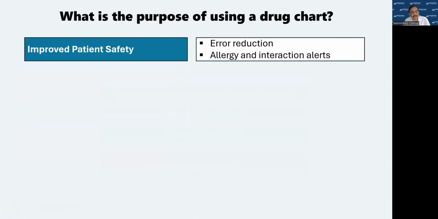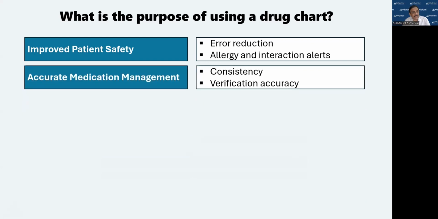So the purpose or several purposes are fulfilled by using a drug chart. One is, as I told you, increase patient safety. There is medication error reduction. And because you keep writing about the allergy, those alerts are also available. The second is accurate medication management, consistency.